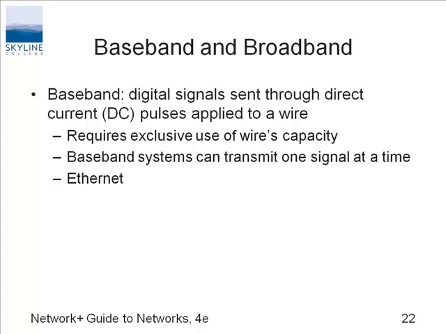When we talk about broadband internet, we're typically talking about DSL broadband, because we have voice as well as data on the same piece of media, or cable, where we have data and the television signal on the same piece of media. So baseband: digital signals are sent directly through DC pulses applied to a wire. That's a mouthful. It makes no sense, does it? What baseband means is it's got one frequency.